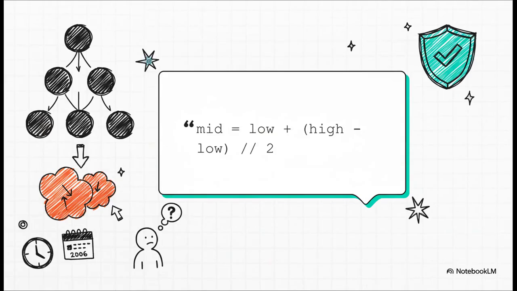So this little line of code has a pretty amazing backstory. For decades, a lot of people, and I mean a lot of standard libraries, calculated the middle like this: low plus high divided by 2. The problem: if low and high are huge numbers, adding them together can actually exceed the maximum value an integer can hold. It overflows and you get a garbage answer.